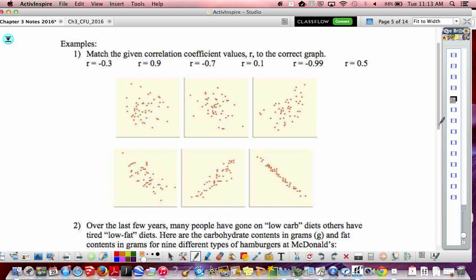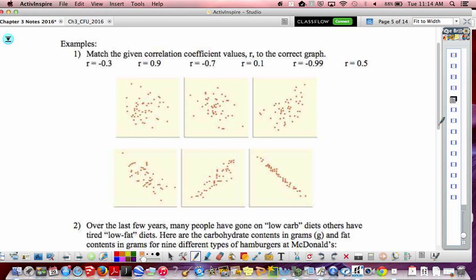So, in question number 1, it says match the given correlation coefficient values R to the correct graph. So I have 6 correlation coefficients there with 6 graphs. What I like to do is look at the ones that look probably the strongest or the closest to being linear. Which of these graphs, okay, this one right here looks very close to a straight line.